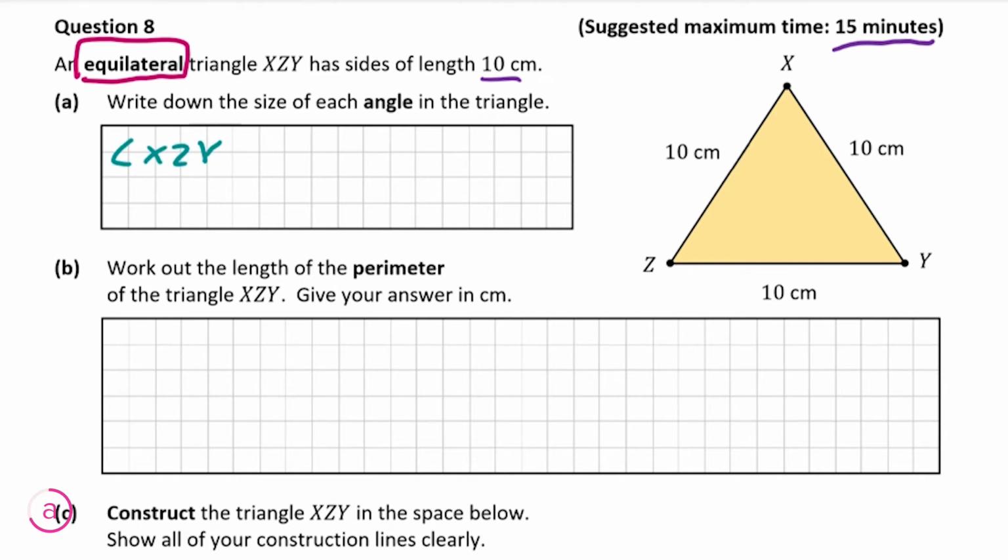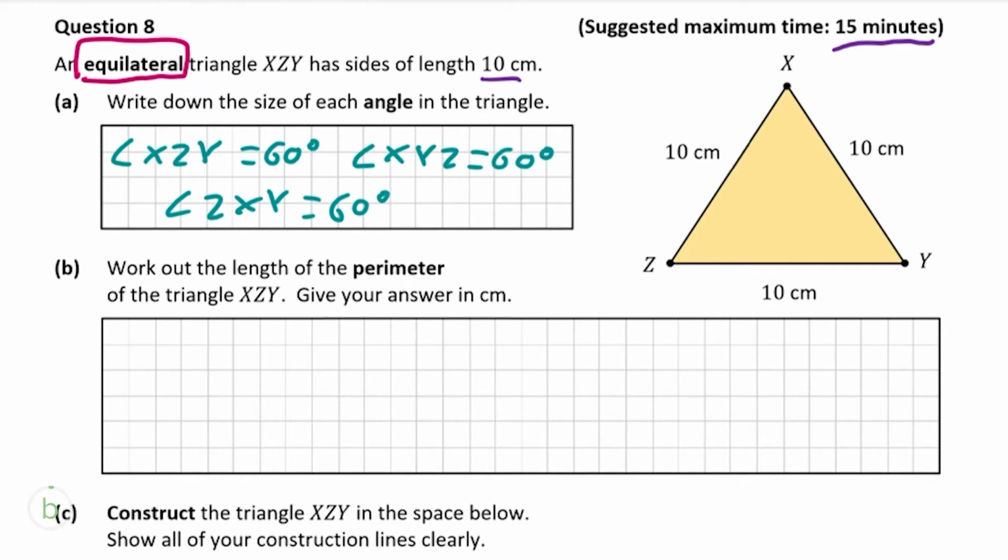So we have that the angle XZY is equal to 60 degrees, the angle XYZ is equal to 60 degrees, and that the angle ZXY is equal to 60 degrees as well. And that is our final answer, and we'll get you full marks for this question.